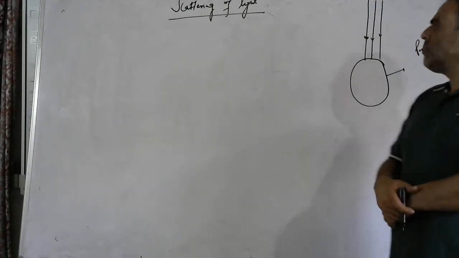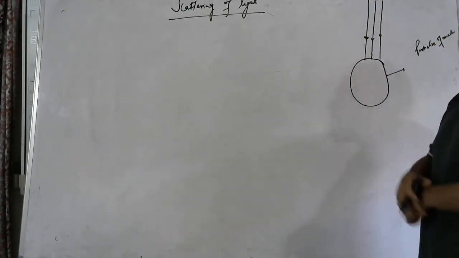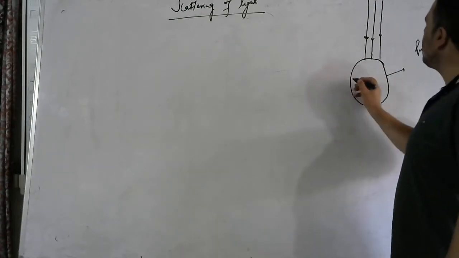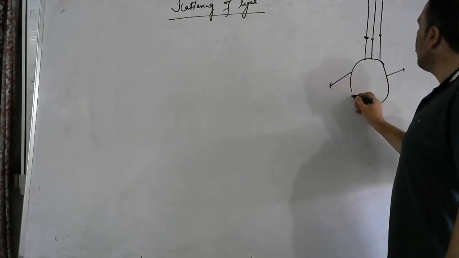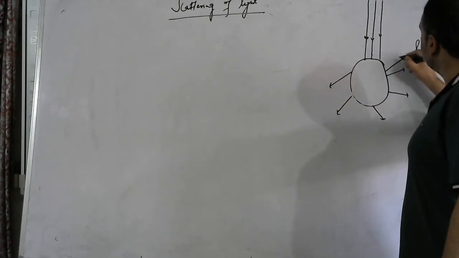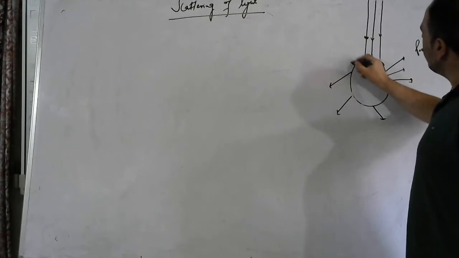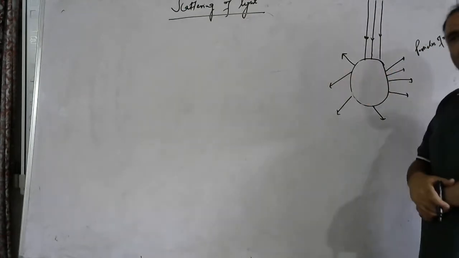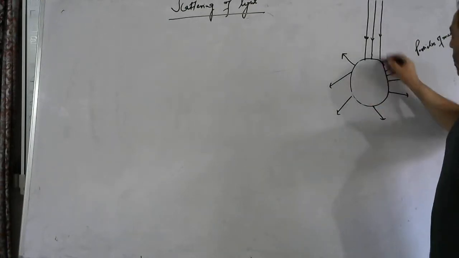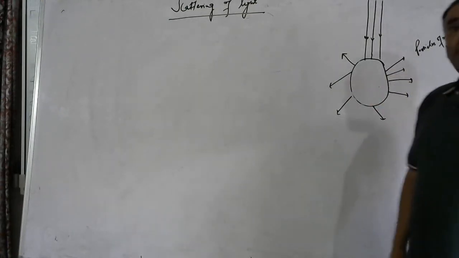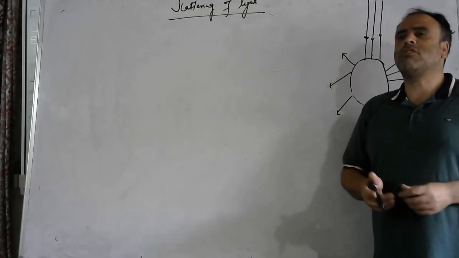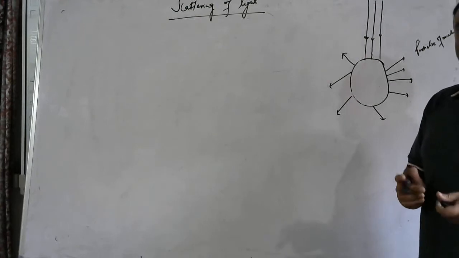Due to this, the incident light, this light coming from the source, gets deflected. It means it changes its path. This phenomenon by which the light is deflected from its path due to its interaction with the particles of a medium through which it passes is called scattering of light.